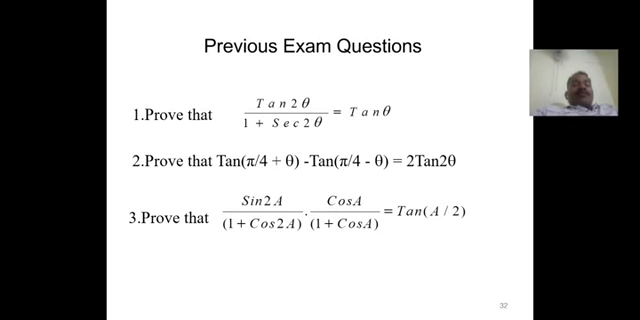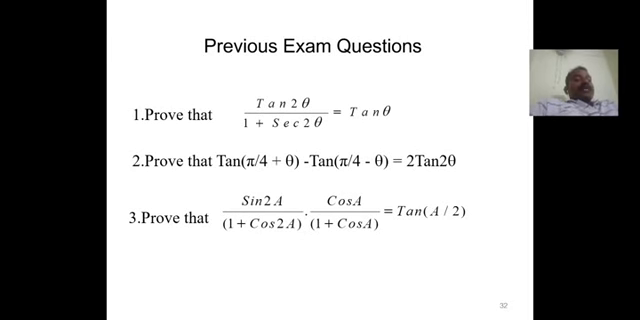Next, prove that sin 2a by 1 plus cos 2a into cos a divided by 1 plus cos a is equal to tan a by 2. For the first part, simplify using the 2a formulas. Sin 2a is 2 sin a cos a, and 1 plus cos 2a is 2 cos square a. 2 will cancel. One cos a will cancel. You can get sin a by 1 plus cos a.